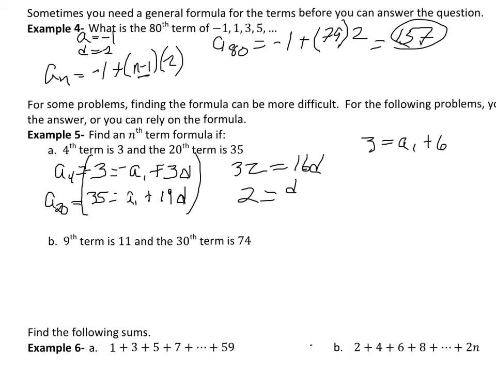3 times 2 is 6, and you minus 6, and you get A1 is -3. Now we can write our equation. So we get A sub n equals A sub 1, which is -3, plus n minus 1 times our common difference, which is 2. And there we go.